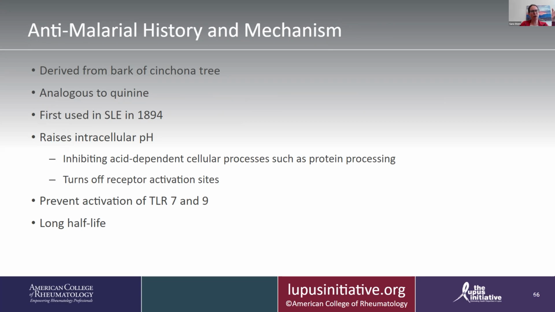But I always learned that maybe it was first used in 1894, but it became widely recognized during World War II when our troops were in the South Pacific. Everybody was using chloroquines for malaria, and patients with lupus and rheumatoid arthritis just felt better. And there's multiple hypotheses as to why hydroxychloroquine works. This slide is one of them.